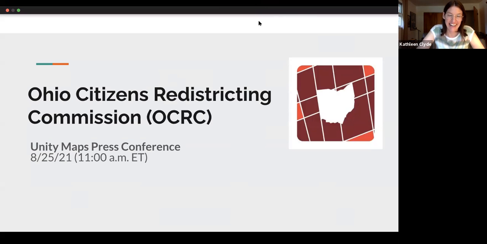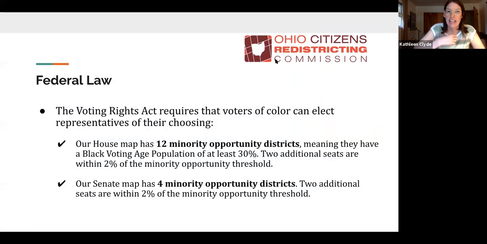All right, moving on to the next slide. Again, this is just the background about all the requirements that our map was carefully drawn to meet. The first requirement is that we are following federal law with the map. The Voting Rights Act of 1965 requires that legislative districts must be drawn in a manner to ensure that voters of color can elect representatives of their choosing.